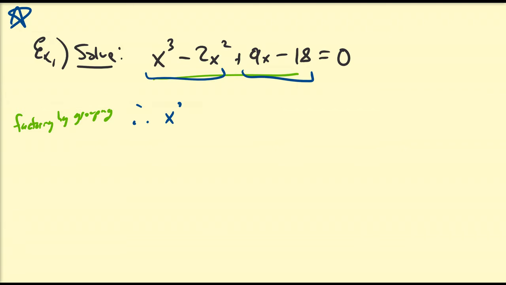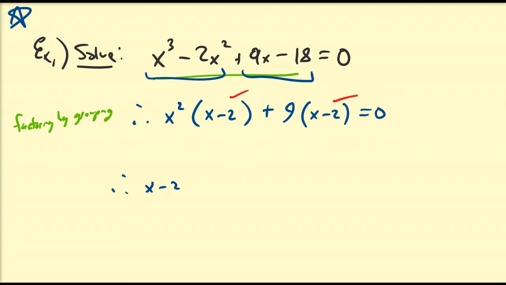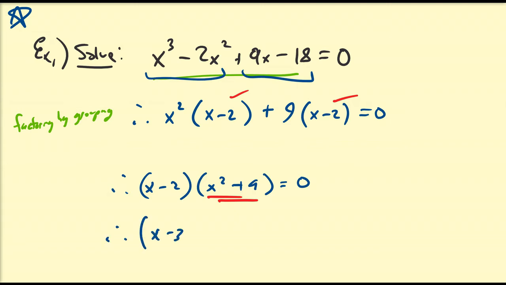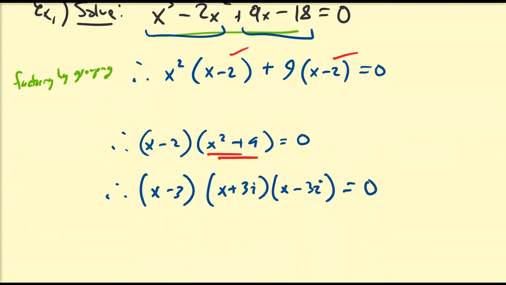So I'm going to pull out an x squared out of the first two terms, leaving us with x minus 2. Plus, I'm going to pull out a 9 out of the last two terms, leaving us with x minus 2. And notice that x minus 2 is in common with both. So I can pull out an x minus 2 out of both terms, leaving us with x squared plus 9 is equal to 0. I know how to factor an x squared plus 9 term because that's just a sum of squares. So this is just going to factor into x minus 2 times x plus 3i times x minus 3i, and that's going to be equal to 0.